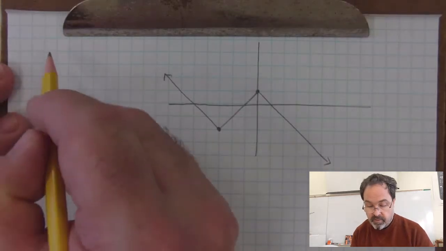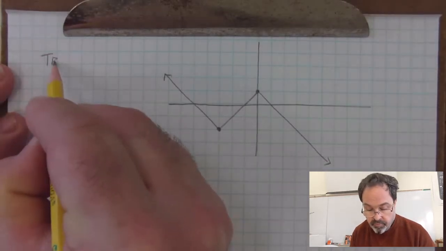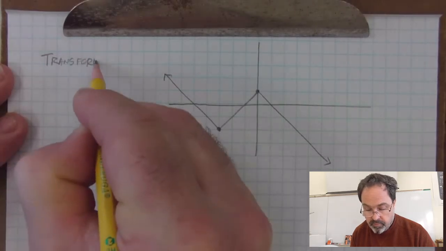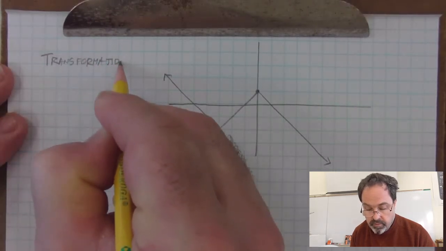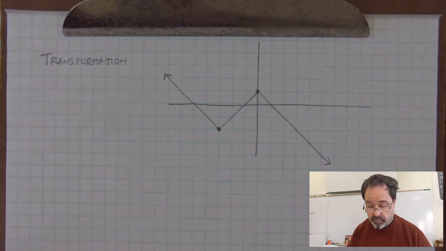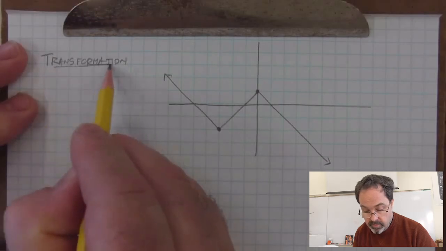Dilation is a type of transformation. And a transformation is a change. It's a change to an equation. It's a change to a graph. There are many ways that we can transform equations and graphs. Dilation is just one.